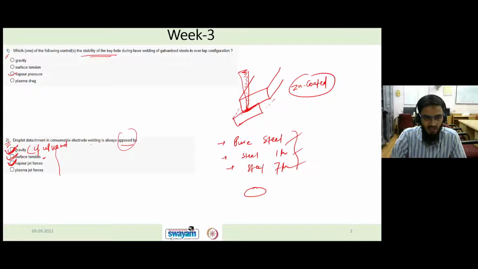Droplet detachment in consumable electrode welding is always opposed by. Vapor will be coming from the bottom side, like this, and your droplet is here, so it will basically oppose the detachment. So vapor, surface tension, and gravity if uphand welding, right? But if you are doing downhand welding, then only these two will be the right answer. Correct?